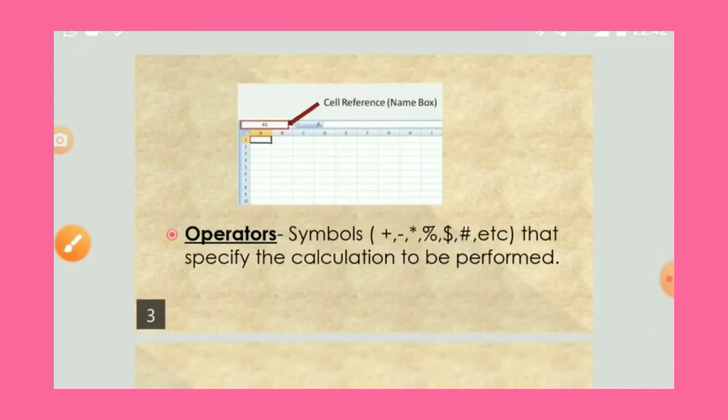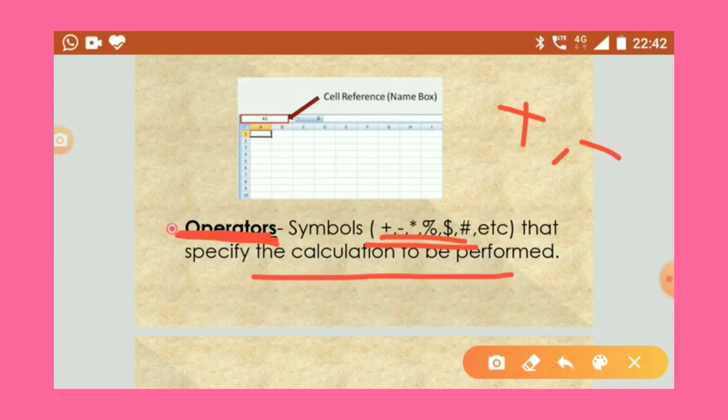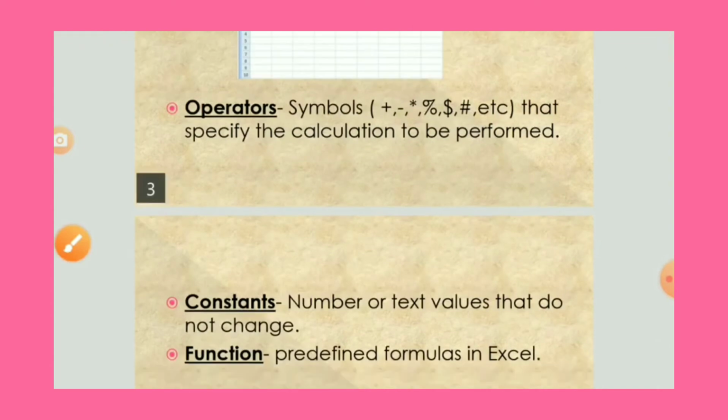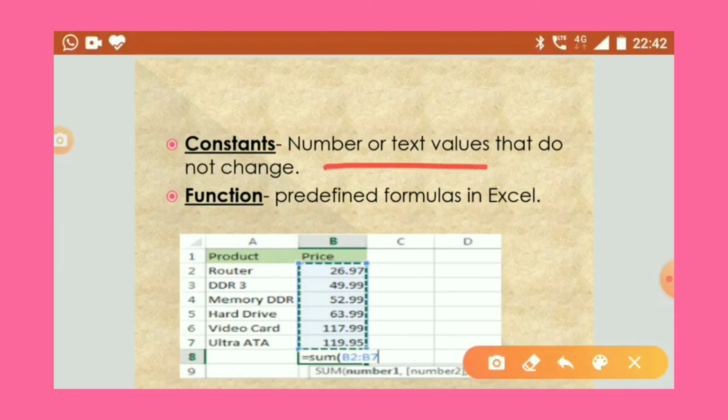Next, we have to understand the operator. What is an operator? The symbol, either plus or minus, that we use in our calculation. The symbol that specifies the calculation to perform is known as the operator. Now come to the next point, that is constant. A constant is a number or text value that does not change. You also read about constants in maths.